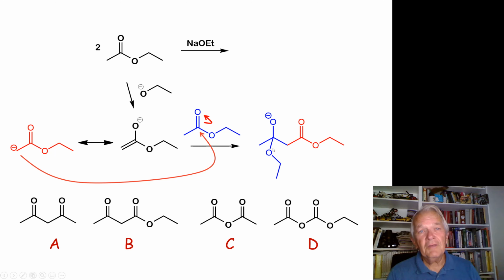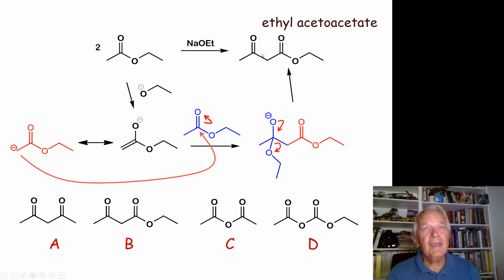We get a conventional four-coordinate intermediate, and of course, we're going to kick out the best leaving group, which in this case is going to be ethoxide. And so we kick out an ethoxide, and what do we make? Well, we make ethyl acetoacetate, or acetoacetic acid ethyl ester. Okay, so we've made the compound which we're going to use as a starting material for various syntheses.